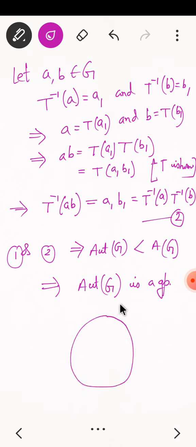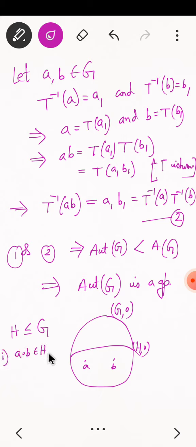So we know that if G is a group and H is a subgroup of G, the necessary and sufficient condition is: if we take two points from H, first property is A composition B is also in H for all A, B belongs to H, and A inverse belongs to H for all A belongs to H. If these two conditions are satisfied, then we say that H is a subgroup of the group G.